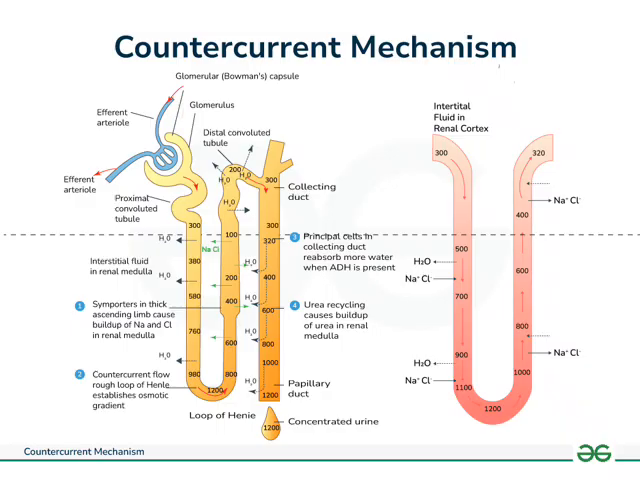So one main function of the kidney is to make any adjustment needed to maintain body fluid osmotic concentration at around 300 milliosmol. And osmolality refers to the number of solute particles in 1 kilogram of water. 1 osmol is equivalent to 1 mole of a particle per kilogram of water.